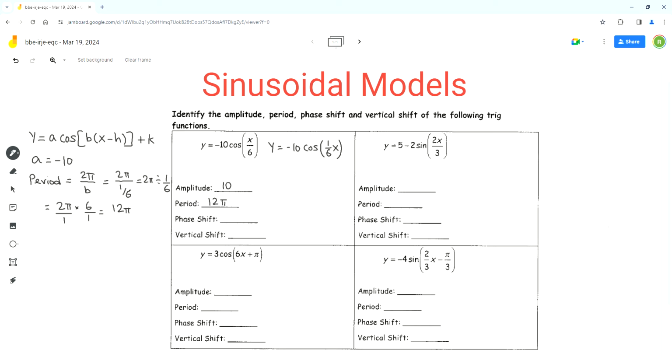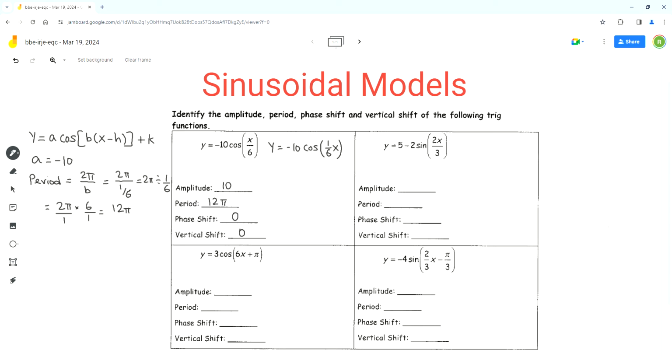Now phase shift is the h value. Now in the given equation, there is no term being added or subtracted to x in the parentheses. So that's why the phase shift for this given function is 0. Now vertical shift is represented by the k value, but there is no term being added or subtracted to the cosine term in the given equation. So the vertical shift is 0. So we are done with the first function. Now we can analyze the second function.